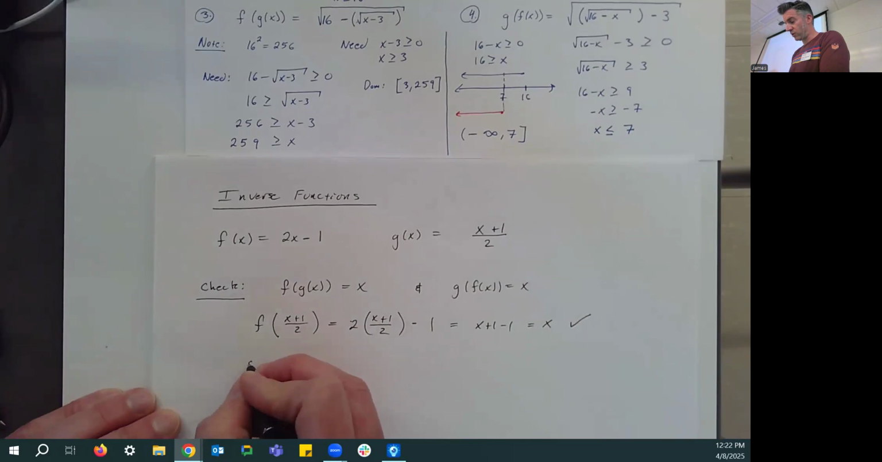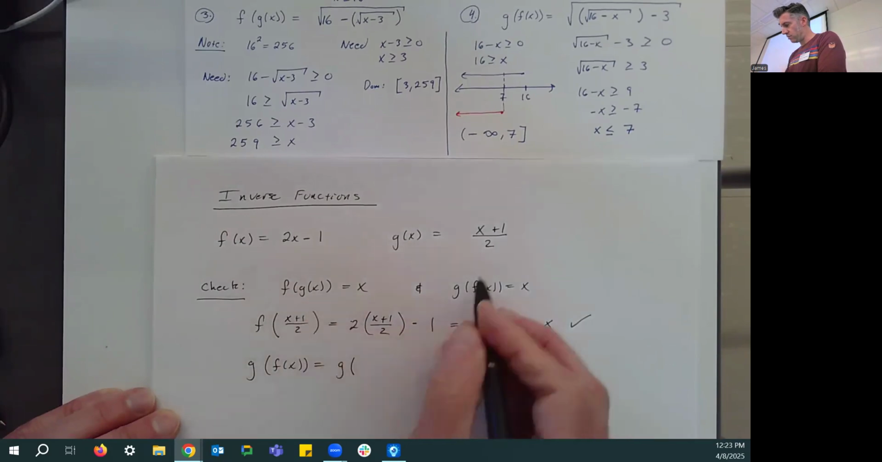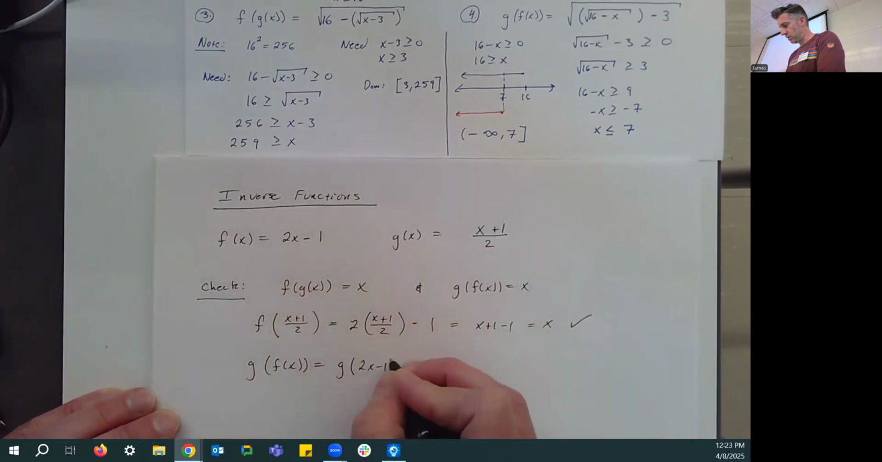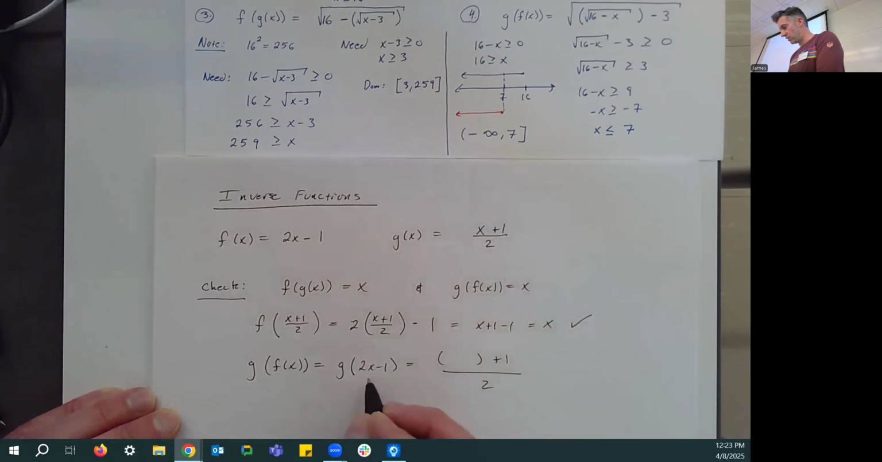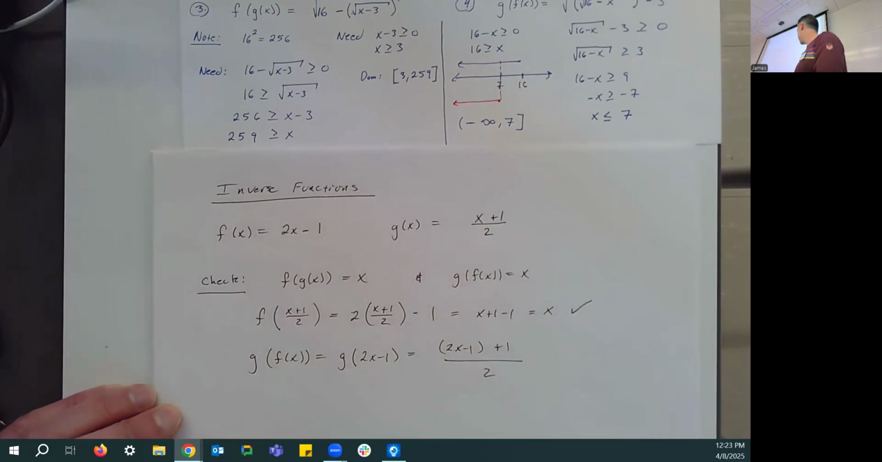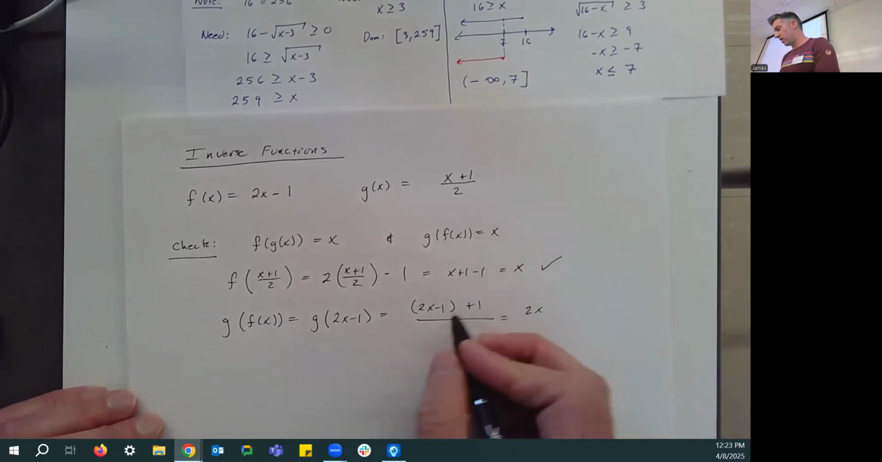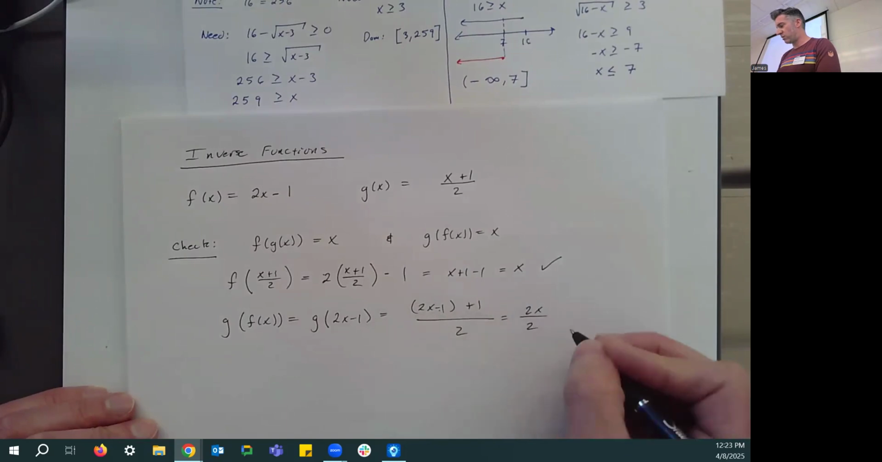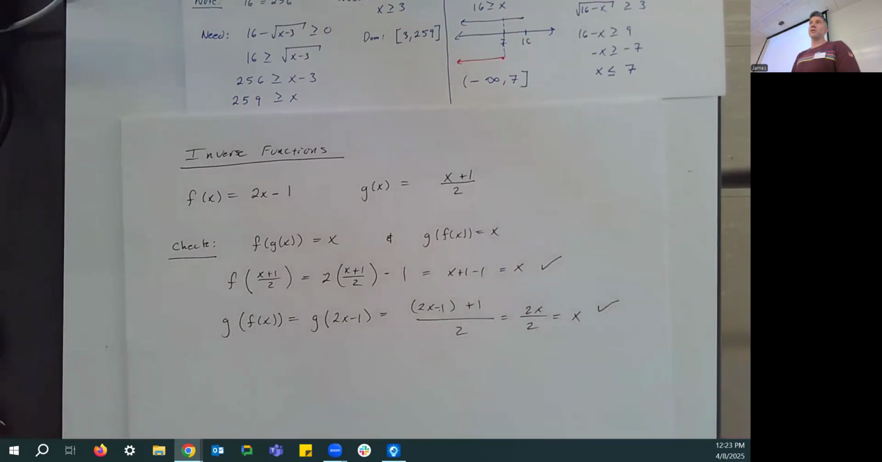And then we should check the other direction as well. g of f of x is equal to g of 2x minus 1. g of stuff is stuff plus 1 divided by 2. And then we're just going to plug that in right there. So we get (2x minus 1 plus 1) over 2. Now, I will point out, I've seen people do this before where they just cross everything out that cancels. I really think that's not great to do here because it's unclear if you're canceling things in the right order. So I would first say, the minus 1 plus 1 is 0. I'm left with 2x over 2. And then 2 divided by 2 is 1. So I get 1x, which is just x. So those are inverses.